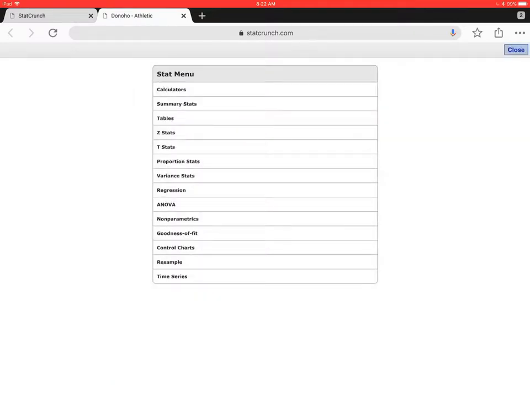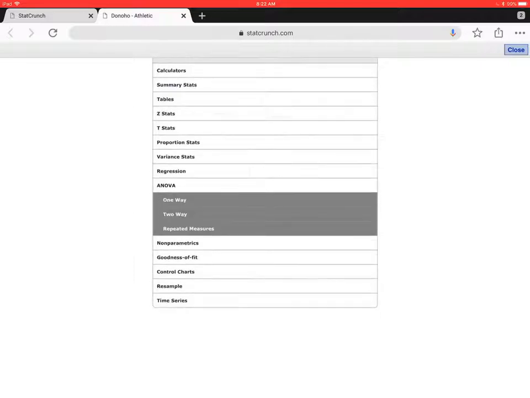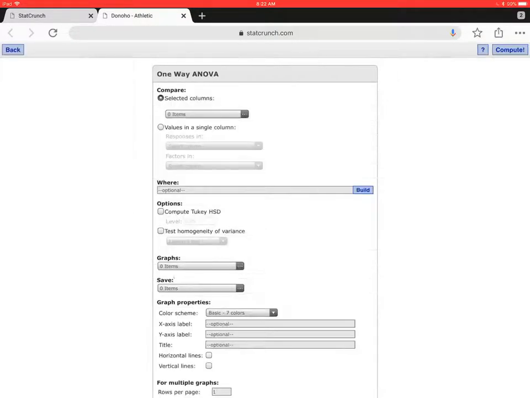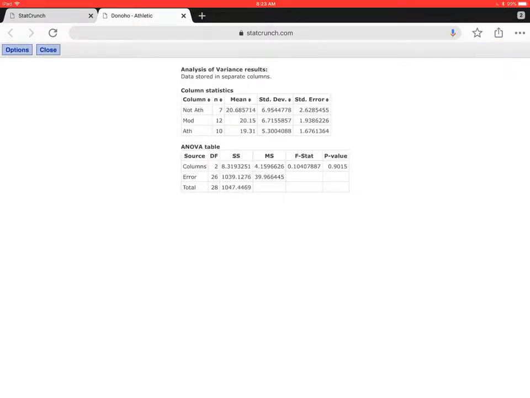Now I can go into my Stat, ANOVA to run the ANOVA test. We've not actually run one yet, and again, all we ever run is a one-way. We need to select the columns, so I want to choose all of those columns. And notice here we can even test the homogeneity, but I don't really need to do that. All I need to do is compute. And so it's running the test.